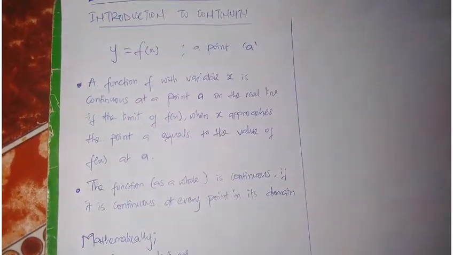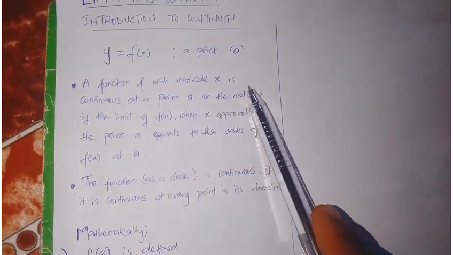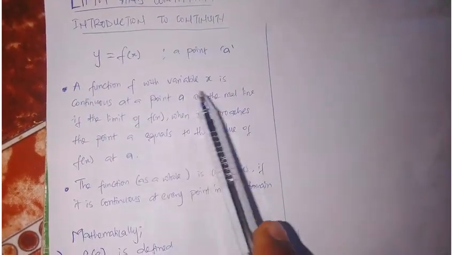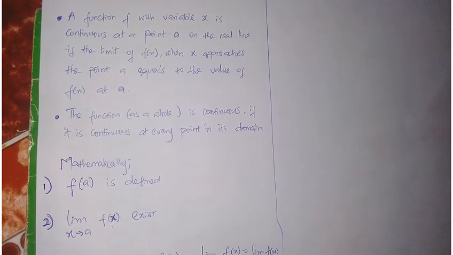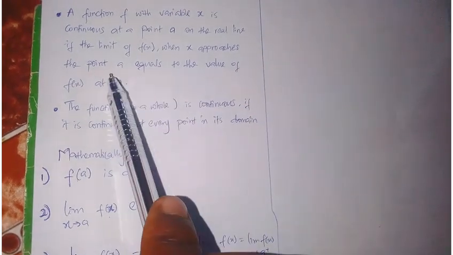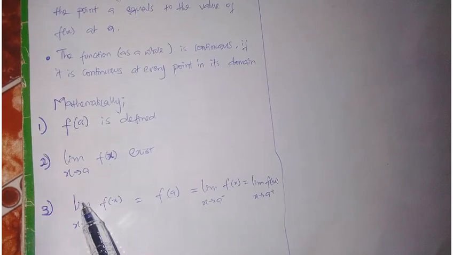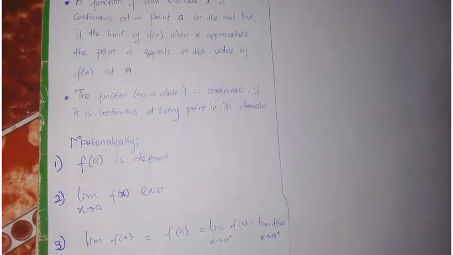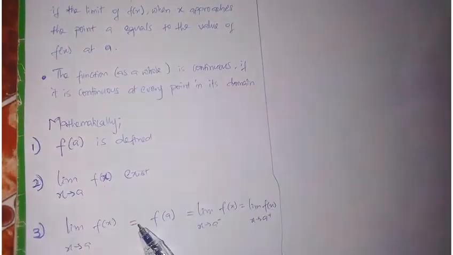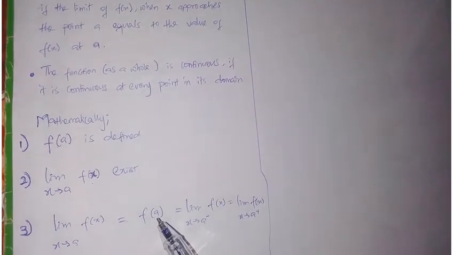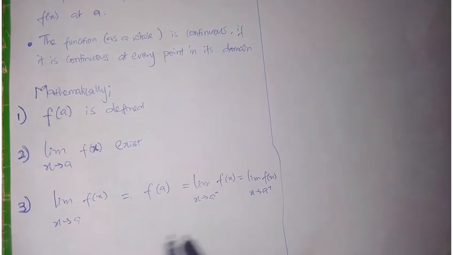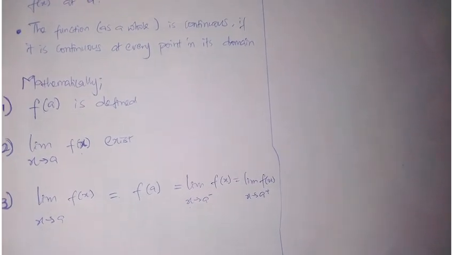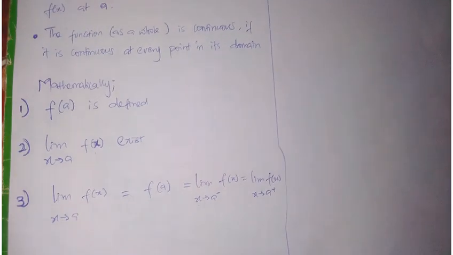So to define continuity again: a function f with variable x is said to be continuous at a point a on the real line if the limit of f of x as x approaches a equals the value of f of x at a. It means wherever I see x, I'm going to put a. As simple as that. In my next video, I'll be showing you how to solve it mathematically.